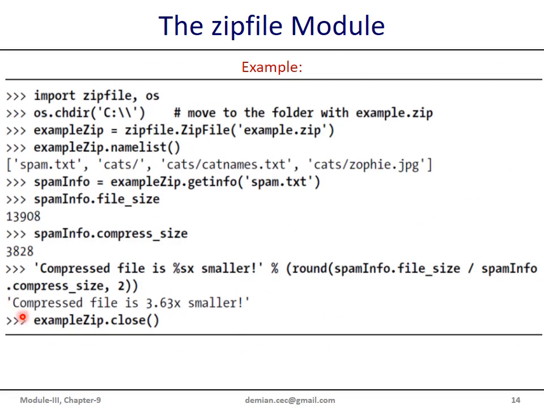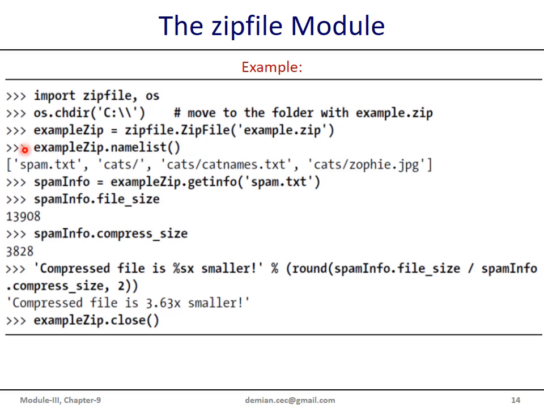Let us take up the example code. We import the modules zipfile and os, and we change the directory from the current working directory to the C drive, and we create the ZipFile object called exampleZip by making a call to ZipFile of the module zipfile by passing the name of the archive file example.zip, and this exampleZip is the ZipFile object. And as I said, the ZipFile object has a method called namelist. I am making a call to namelist.